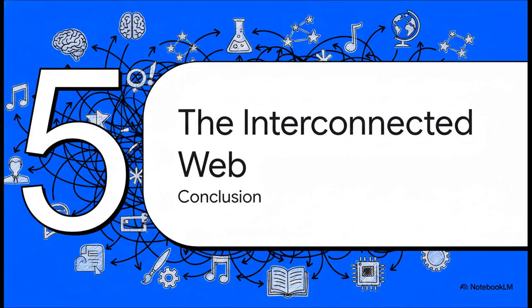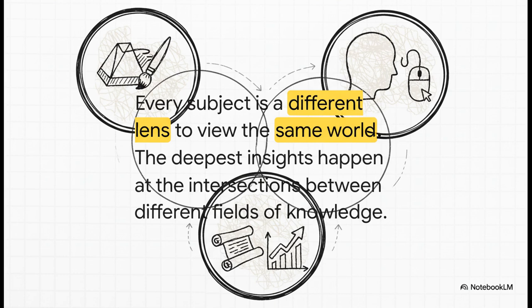It's not just a list of 20 separate subjects. It's a deeply connected web of knowledge where every single field gives something to and takes something from the others. And here's the most important takeaway. Every subject is just a different lens to view the same world. Physics helps an artist understand how light works. Psychology helps a computer scientist build an app that's easier to use. History helps an economist make better policies. The real magic, the biggest aha moments, happen when these fields intersect.